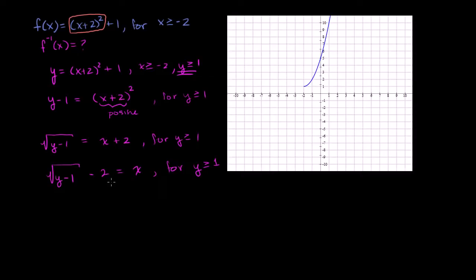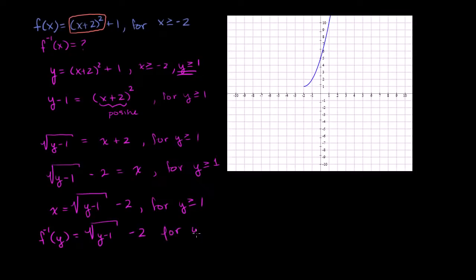Or we could say, let me just write it the other way. We could say x is equal to, I'm just swapping this. x is equal to the square root of y minus 1 minus 2 for y is greater than or equal to 1. So you see now, the way we've written it now, y is the input into the function, which is going to be the inverse of that function. x is the output. x is now the range. So we could even rewrite this as f inverse of y, that's what x is equal to, the square root of y minus 1 minus 2 for y is greater than or equal to 1. And this is the inverse function.